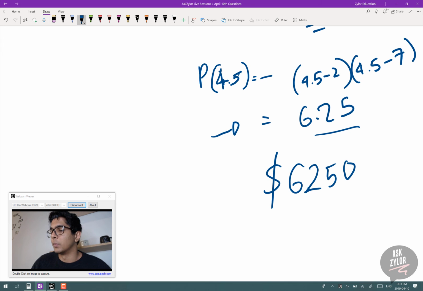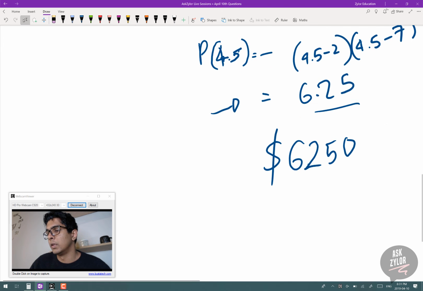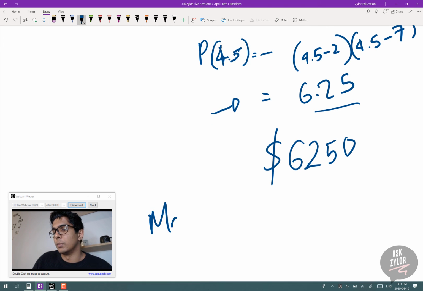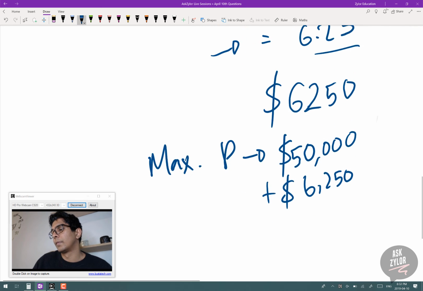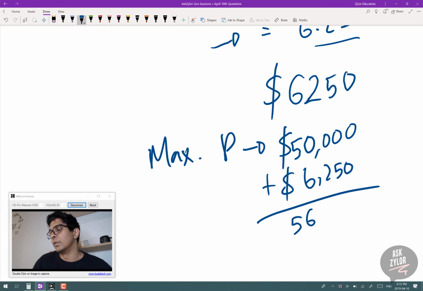So they're asking me what's the maximum profit this business in total can get. So the maximum profit is when I add the two together. So it's going to be 50,000 plus 6,250, which adds up to 56,250.